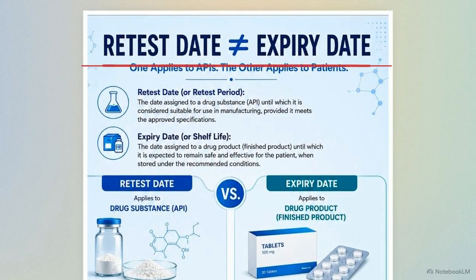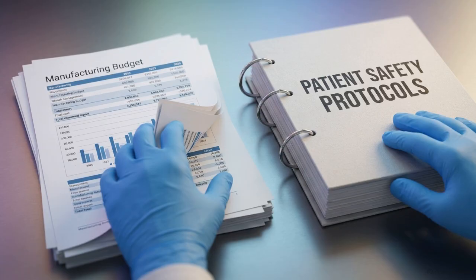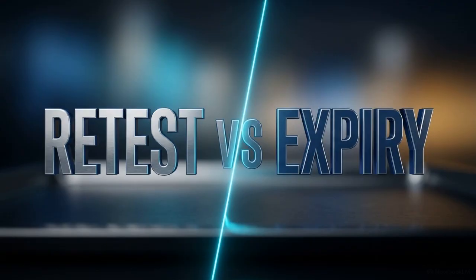Right at the top, it establishes the core rule: retest date does not equal expiry date. As the subtitle lays out, these two dates operate under entirely different sets of rules. One date governs raw materials during production, while the other governs the medication sitting in the patient's medicine cabinet. You are constantly balancing operational flexibility and resource conservation on one side against rigid, guaranteed patient safety on the other. Knowing the precise boundary between these two dates ensures you protect both a manufacturer's bottom line and the patient's health. Let's break down exactly how they differ.